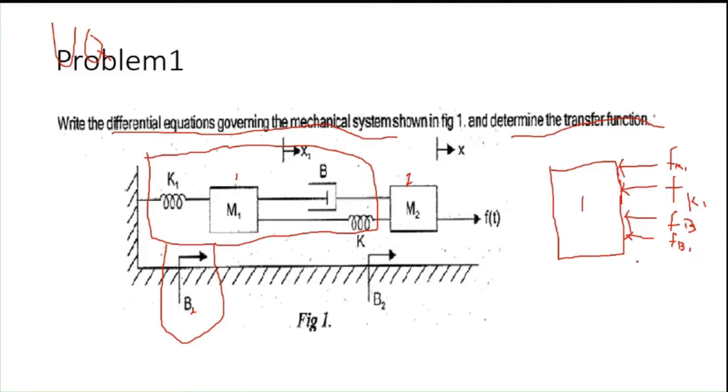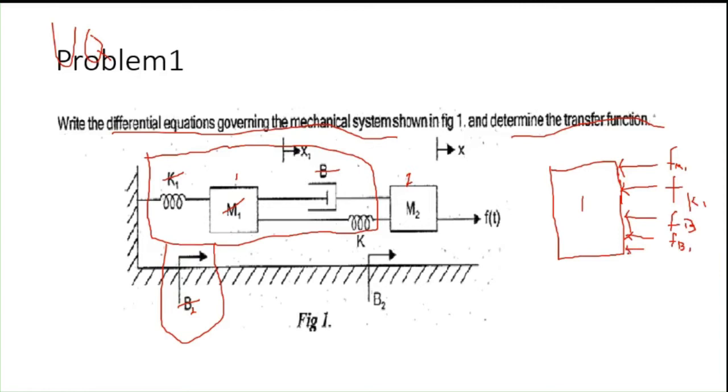Now, any other force? Did we miss something? Any other term? First is Fm1, that is force due to mass. Then Fk1, that is due to spring K1, so we considered mass, we considered K1. Now Fb, we considered B. Then Fb1, we considered B1. Any other thing we missed? Fk. Yeah, Fk.